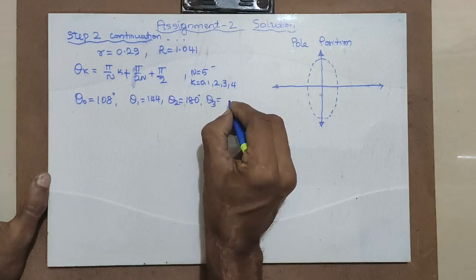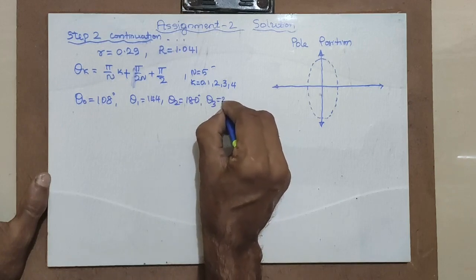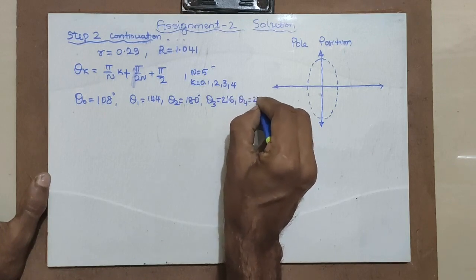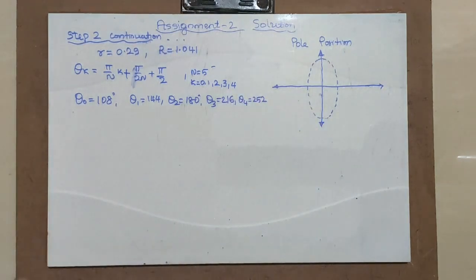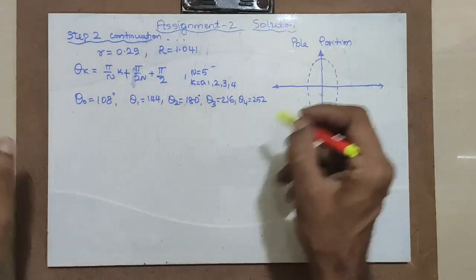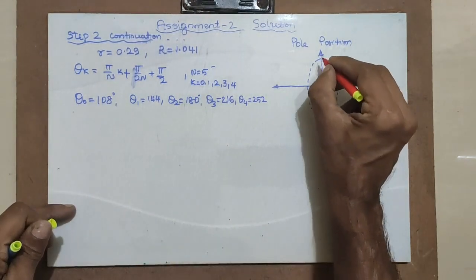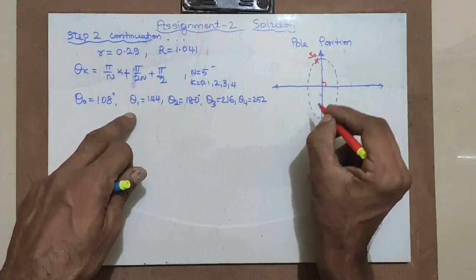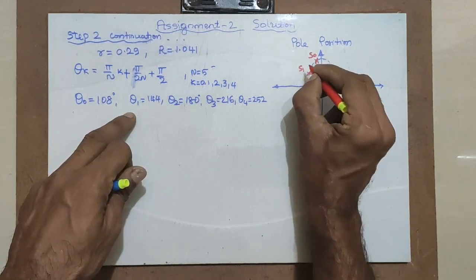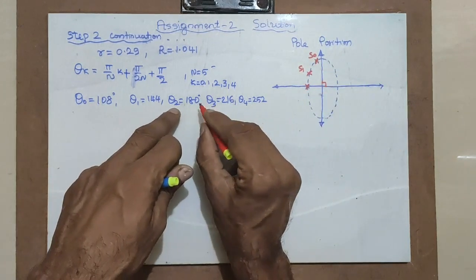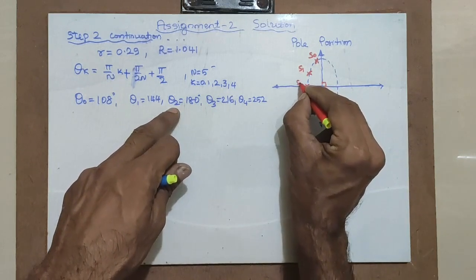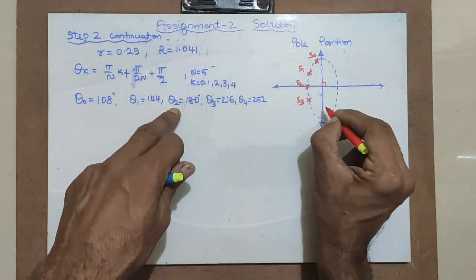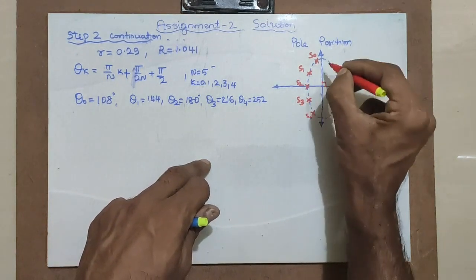Theta 3 is equal to 216, and then theta 4 is 252. Obviously, if I position these poles, the first is 108 degree. That means this is 90 degree, 18 degree after that. This is S0. Theta 1, 144, somewhere here, S1. This is S2, because 180 degree, you can see that. What about S3? It is here somewhere, conjugate of S1. And then S4, which is conjugate of S0.